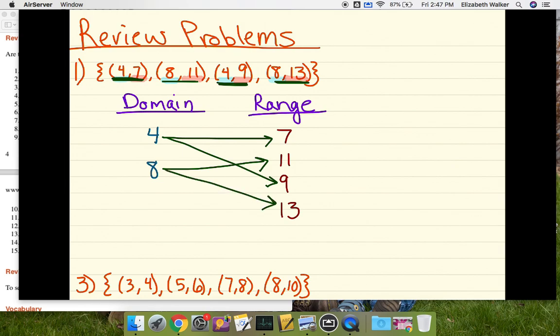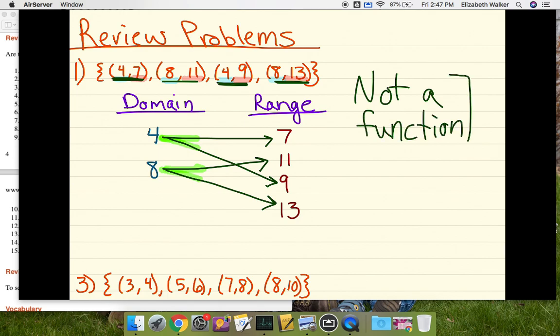And notice that all of these arrows, I have multiple arrows stemming from the domain values of 4 and 8, which is why we will say not a function. Okay, so it is not a function because I have multiple arrows coming from my domain values, going to different range values.